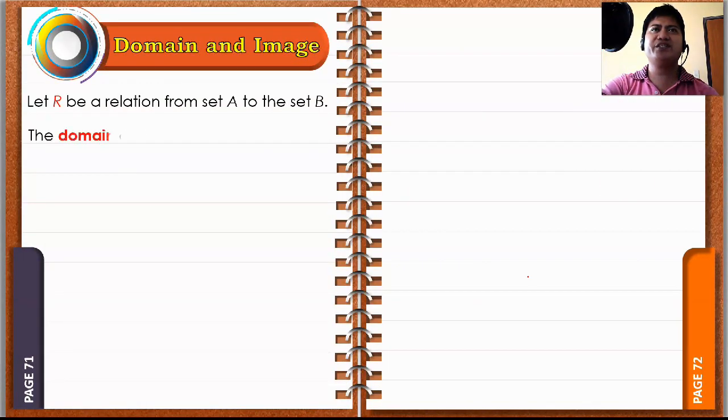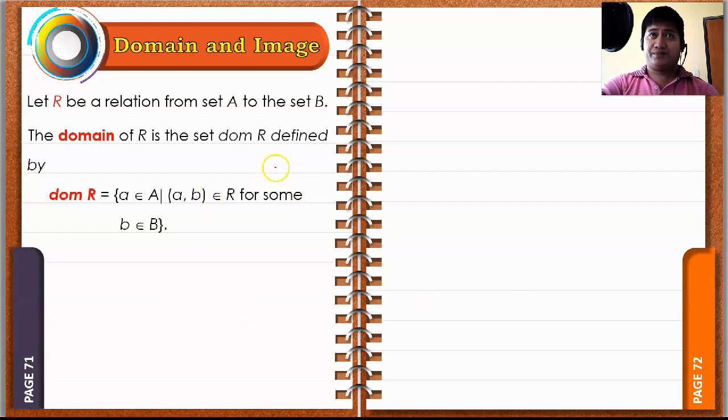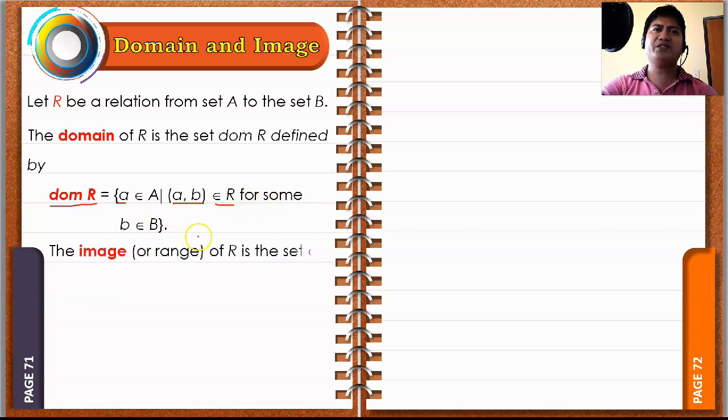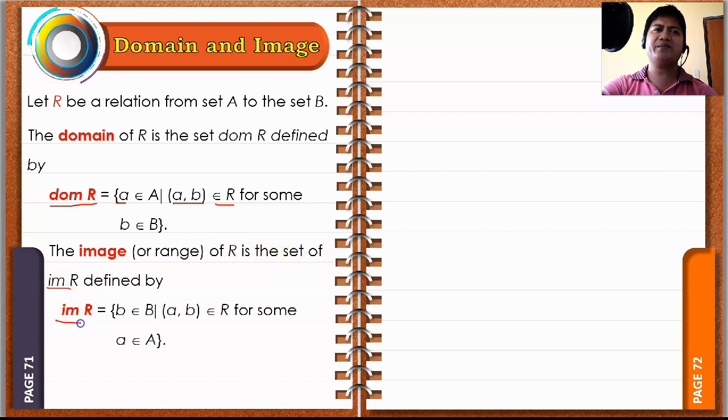So let R be a relation from set A to set B. The domain of R, denoted dom R, is the set of all a, elements of A, such that the ordered pair (a, b) is an element of our relation for some b, an element of B. And the image or the range of R, denoted Im R, is the set of all b such that the ordered pair (a, b) is an element of our relation for some a, an element of A.